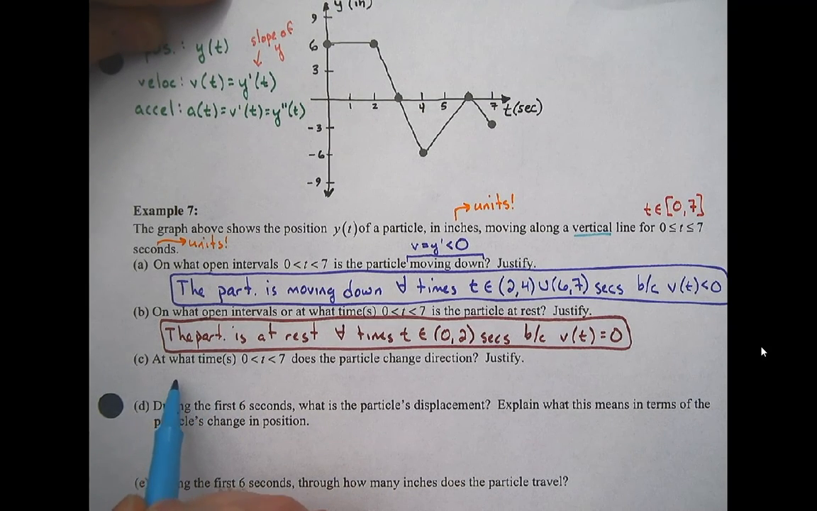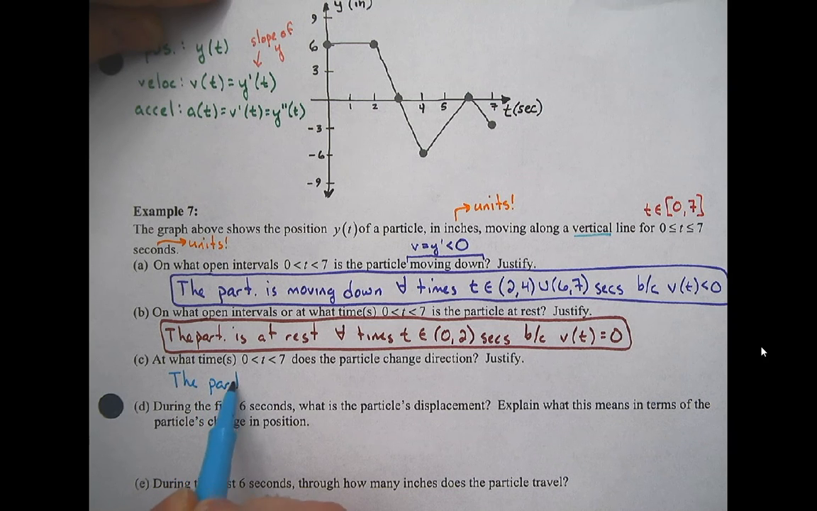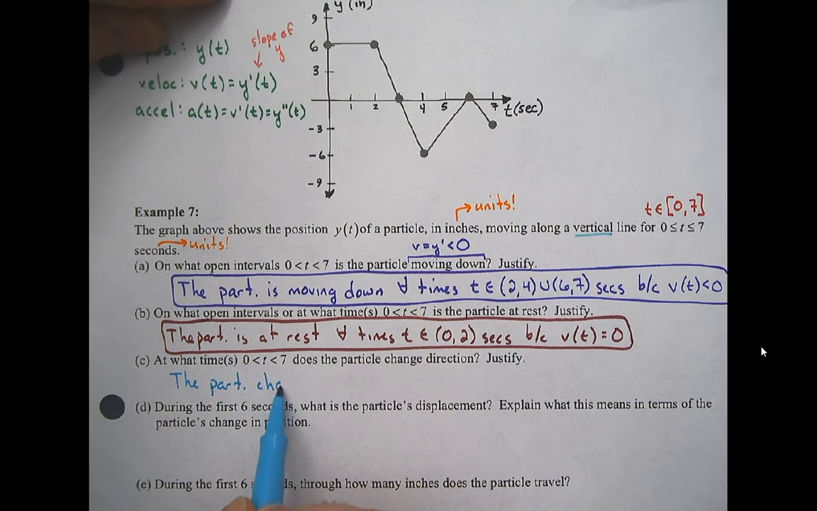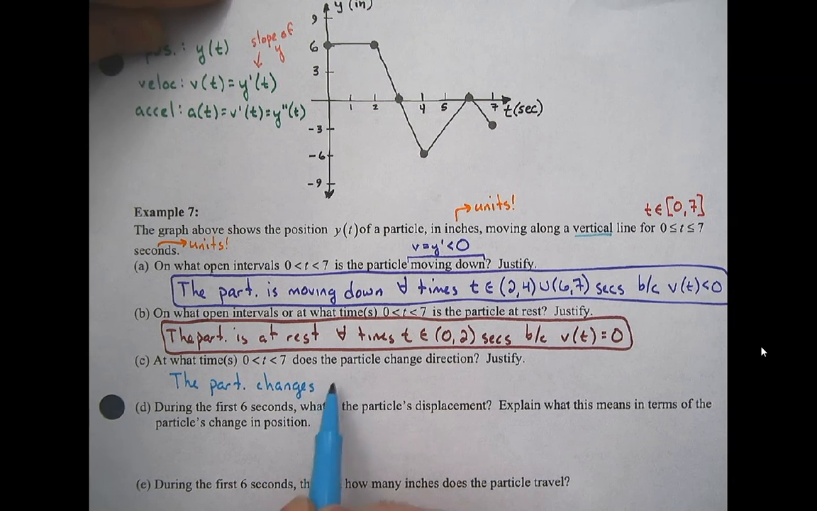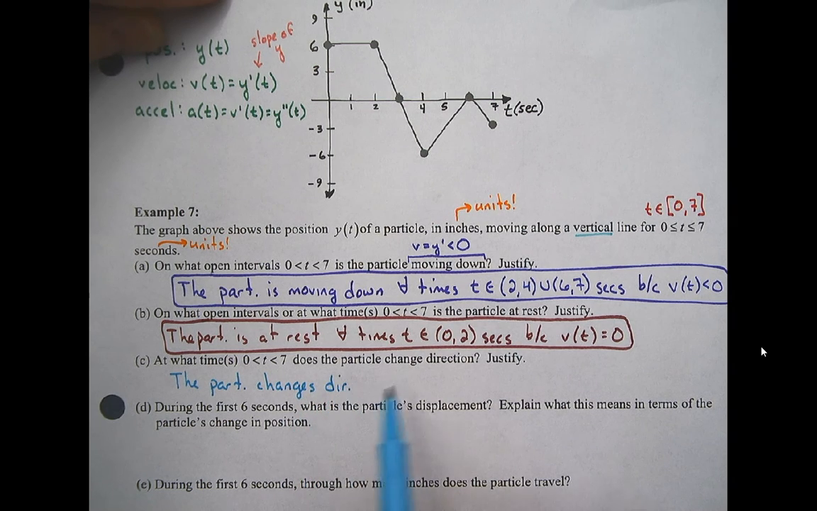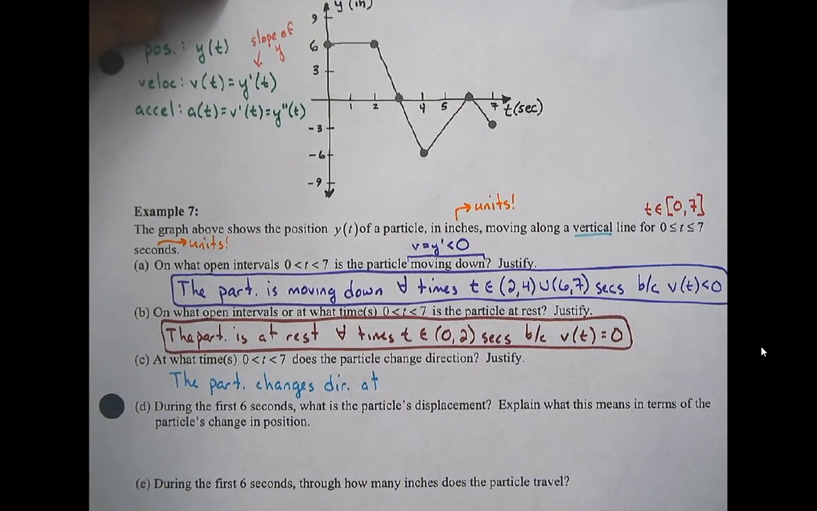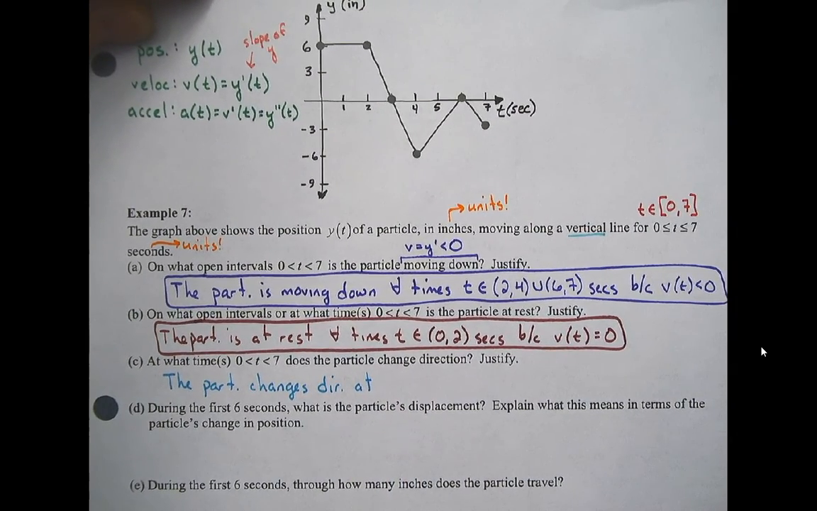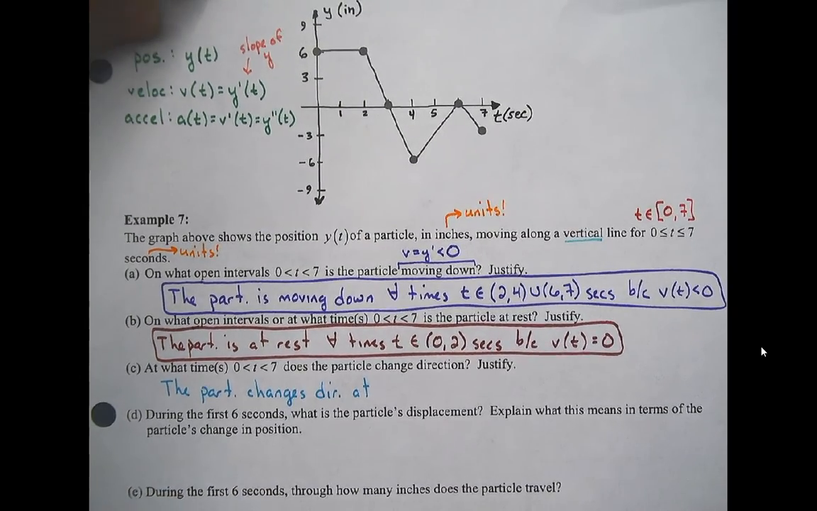The particle changes direction at, now these are specific times, so this isn't going to be an interval again, so I don't have to write for all times.